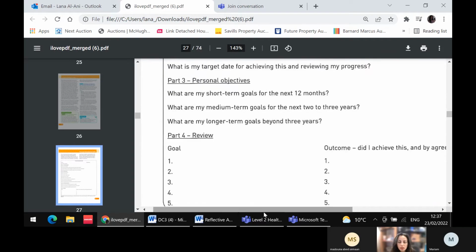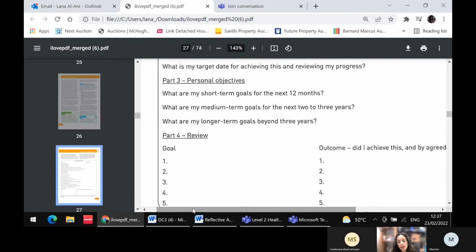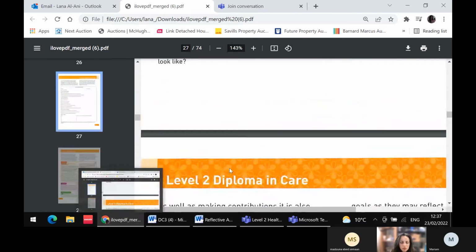Did you achieve the outcome you agreed on the time scale? For the moment you just put yes or no, but later on when you work, every year you will have the same appraisal, and then you can decide whether you achieved what you said you would achieve or not. So this is the personal plan.